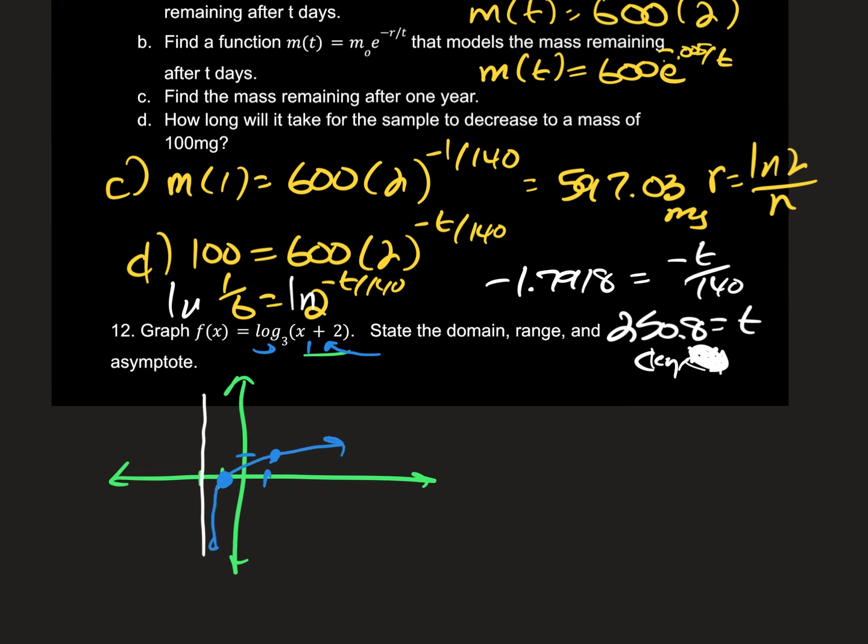So there's your graph. Your domain, how far left and right is it going? It's going from -2 to forever. The range, how far up and down is it going? Up and down forever. The asymptote is at x equals, and it's x equals because it's vertical, x equals -2. All right.